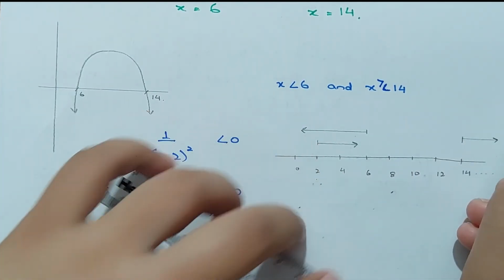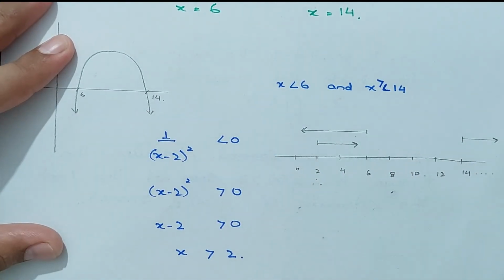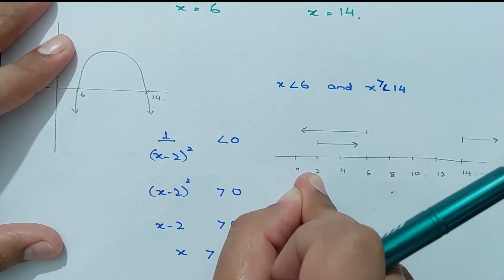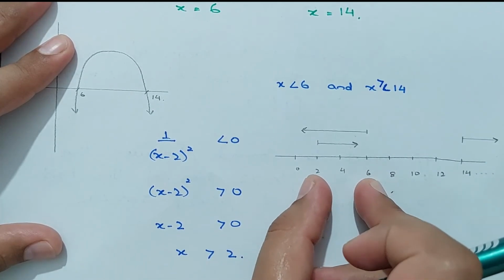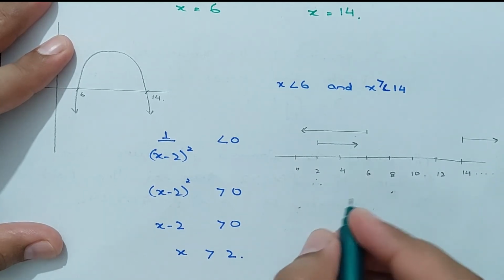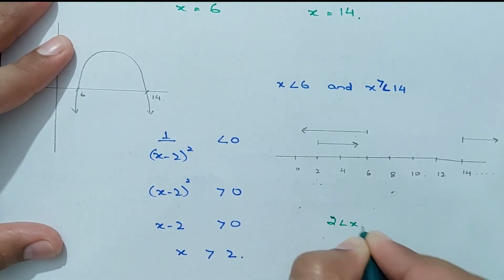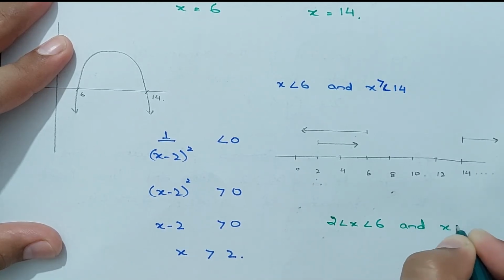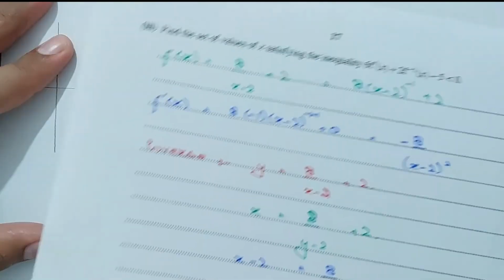How can we make the inequalities now? As you can see, we have the values more than 2 and less than 6, so it is between 2 and 6, and more than 14. So we can say 2 is less than x is less than 6, and x is greater than 14. These are the set of values of x that satisfy the inequality.